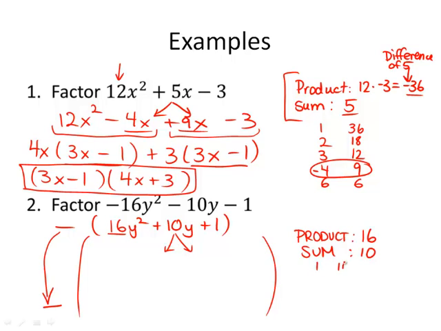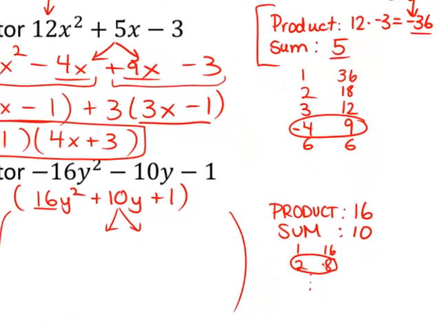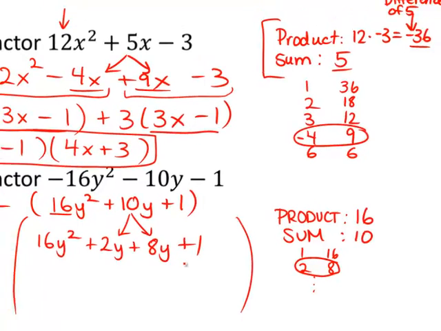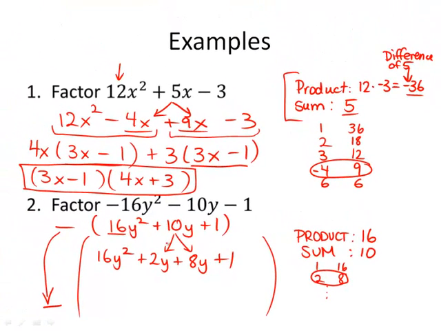You have 1 times 16, 2 times 8. Oh, I think that's it. You could keep going, but 2 times 8 is it. There's always one option within here that will work. So we can write this as 16y squared plus 2y plus 8y plus 1. Now we can group it. So really it's only two steps. Split the middle term and group it.